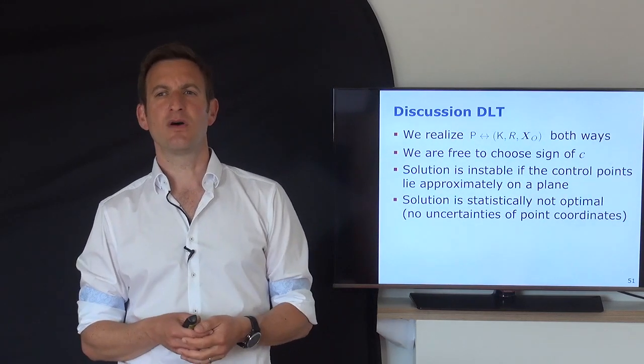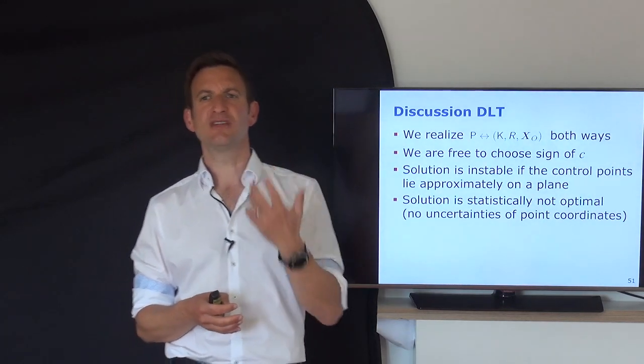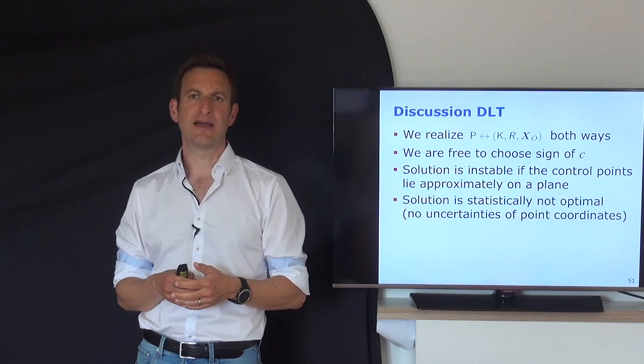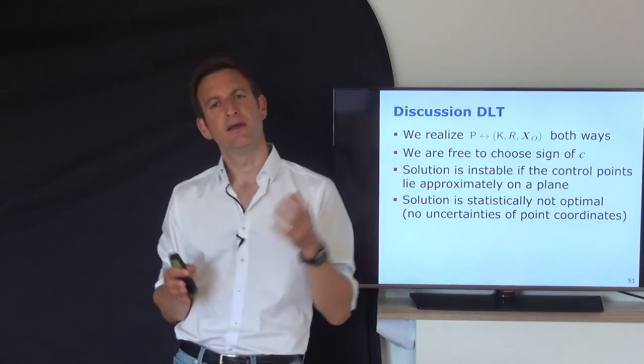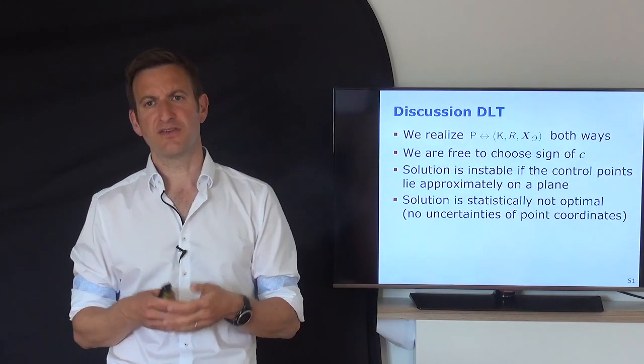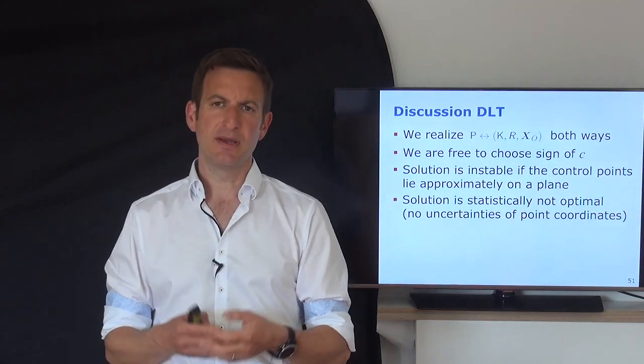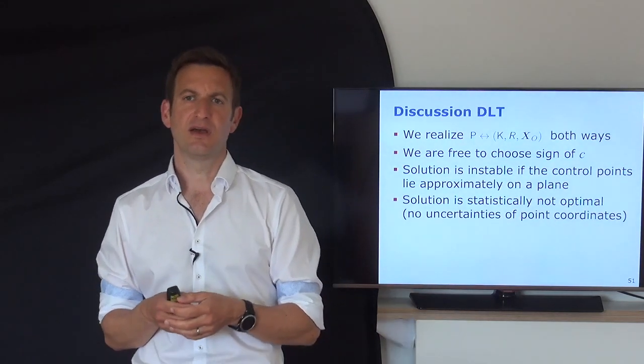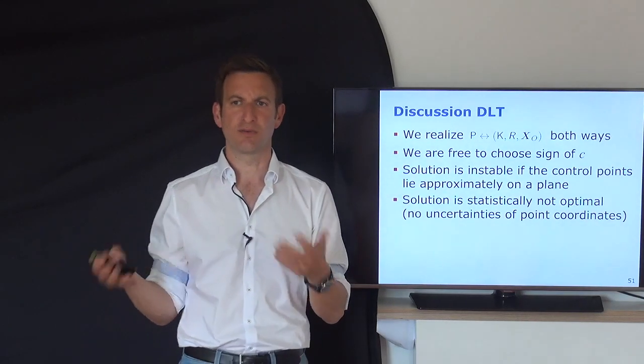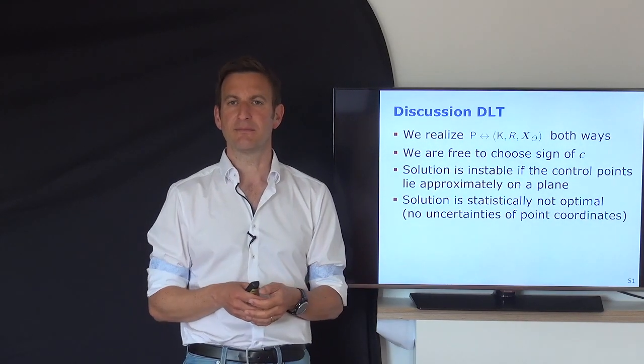It's very important to note that the solution gets unstable when my control points lie on a plane or approximately on a plane. This again was one of those critical surfaces which lead to a rank deficiency in M, and I need to make sure that this is not the case. So I need to choose my control points appropriately so that they don't lie on a plane.